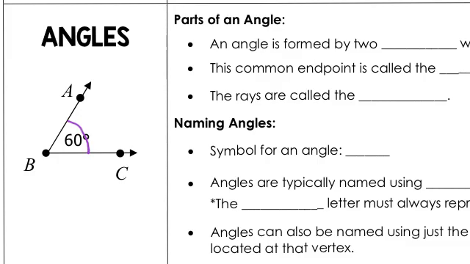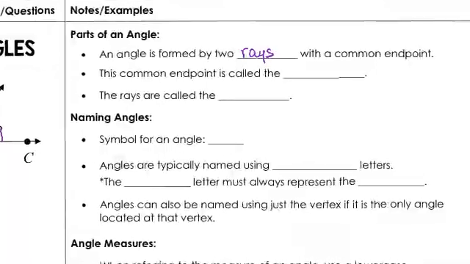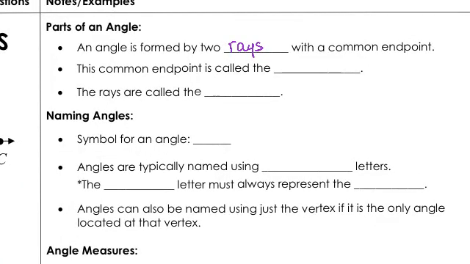You need the lines and you need the angle measurement. An angle is formed by two rays with a common endpoint. And that common endpoint is called the vertex. And the rays are called the sides.